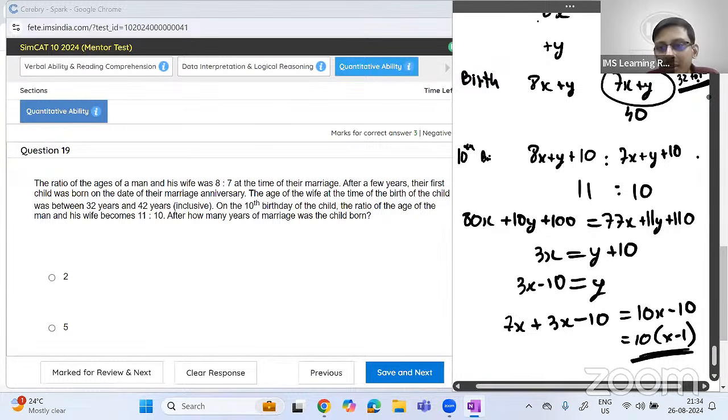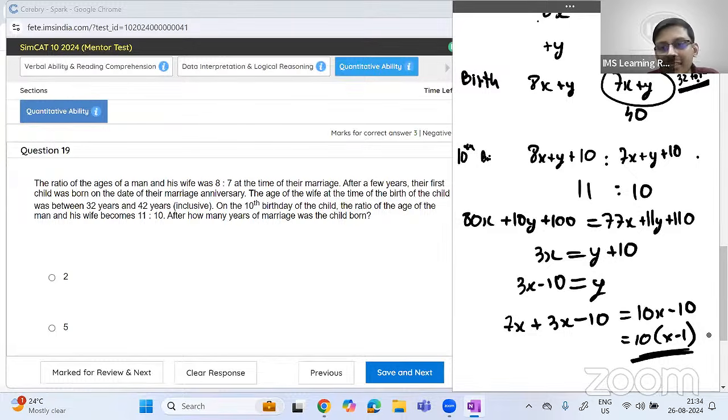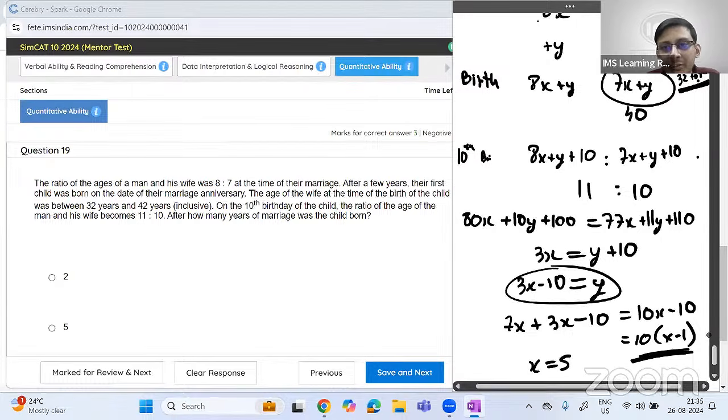And what will this be? Now I'll have to calculate. 10 into x minus 1 is 40. X is therefore 5. This is y: 15 minus 10. Y is also 5. Okay, y is also 5. So we'll get 40 plus 5, 45.